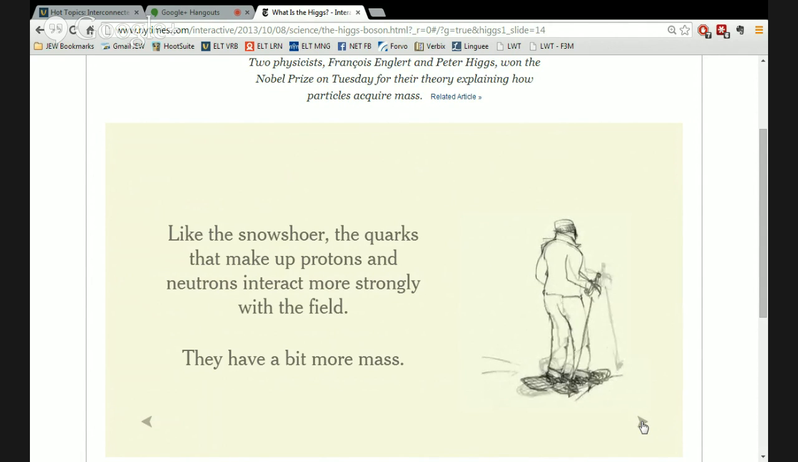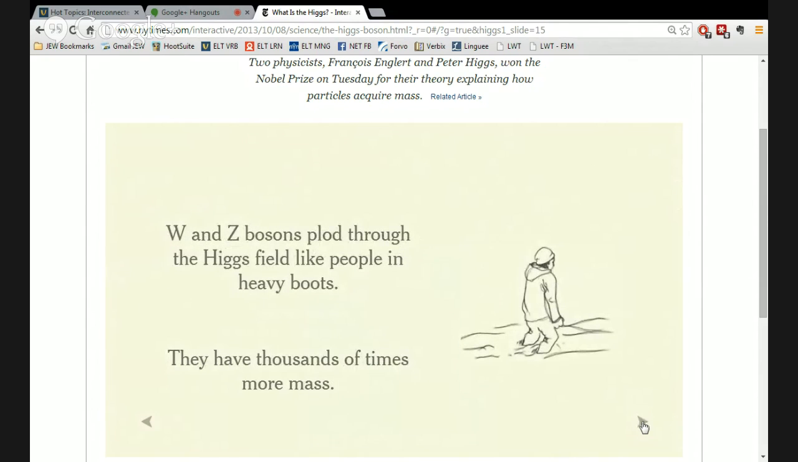A person who has snowshoes is what? A snowshoer. Like a snowshoer, the quarks that make up protons and neutrons interact more strongly with the field. They have a bit more mass. Okay, Artur? W and Z bosons plod through the Higgs field like people in heavy boots. They have thousands of times more mass.